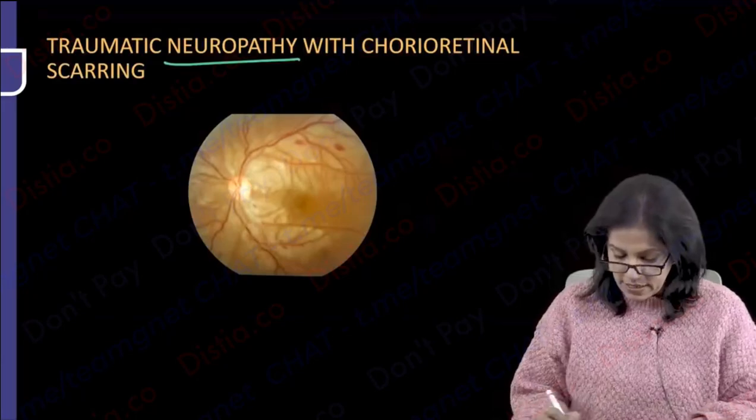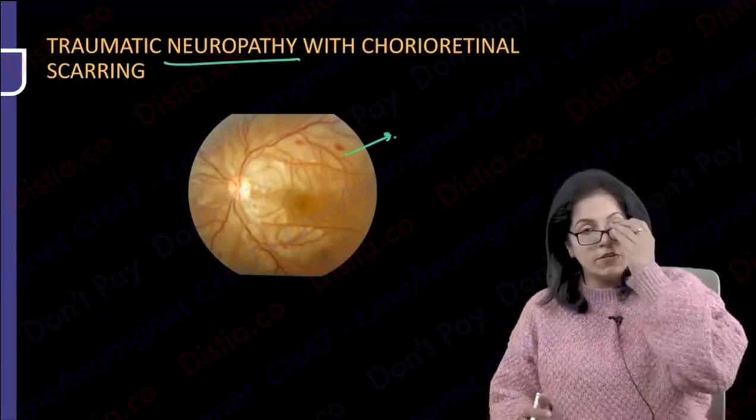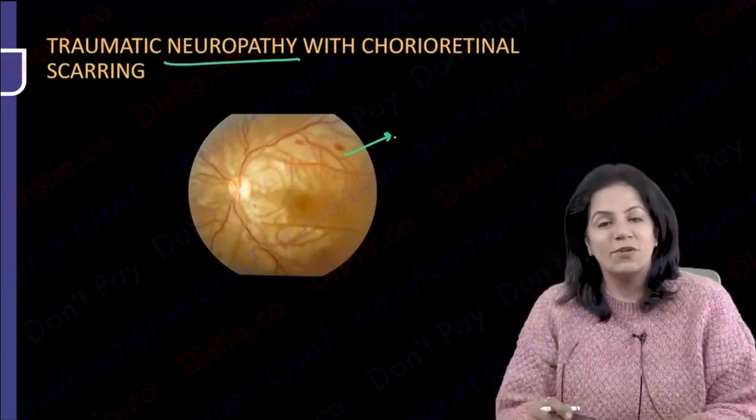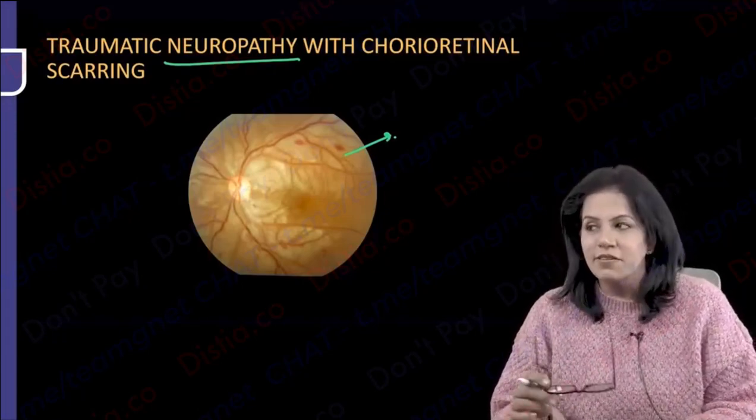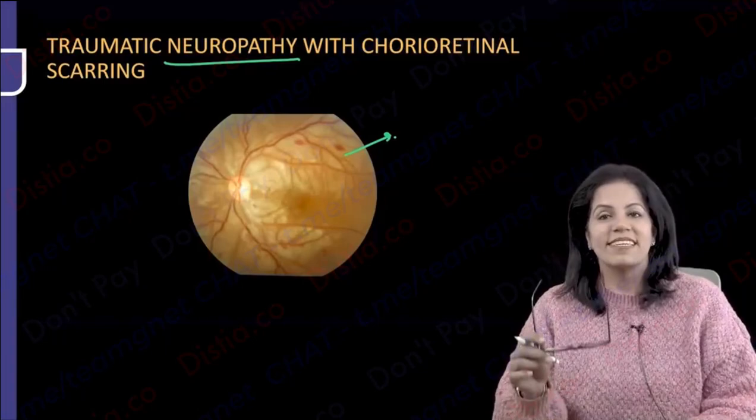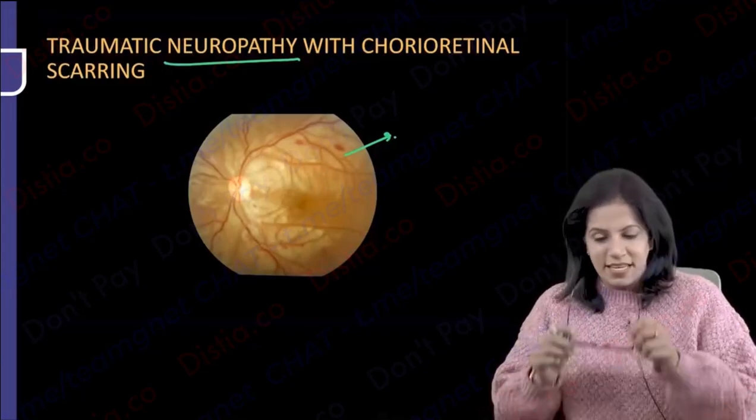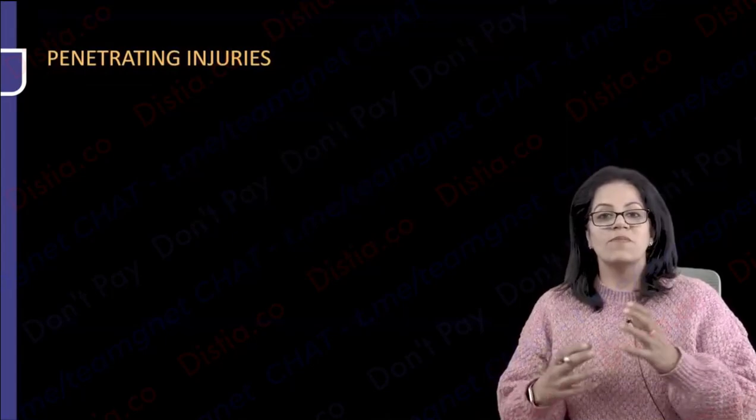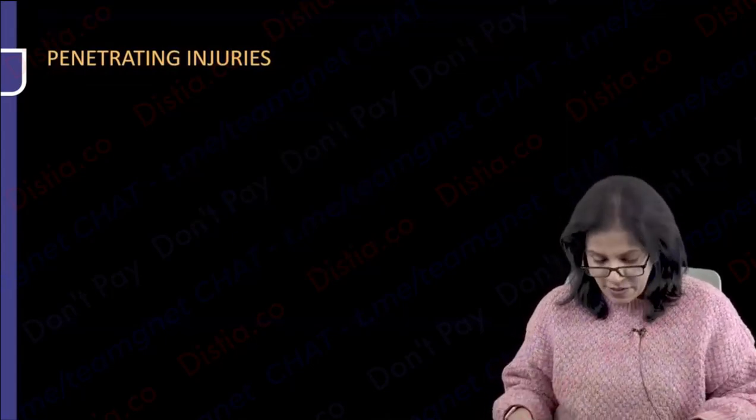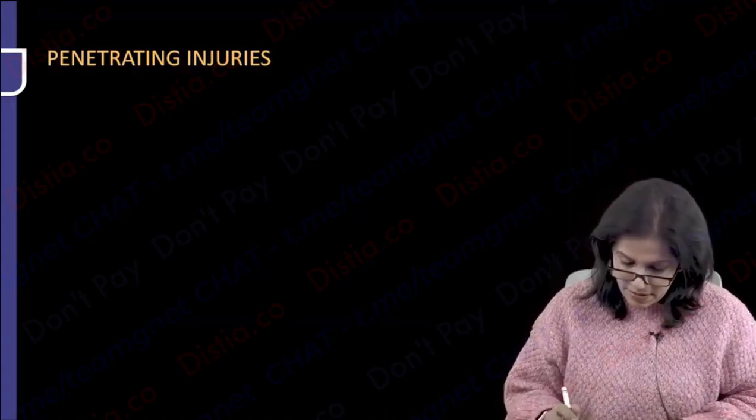So this is a traumatic neuropathy with some chorioretinal scarring. And any neuropathy, we all know, we have learnt in our neuro-ophtha. How does it present? The same 5 features: decreased visual acuity, visual field defect, afferent pupillary defect, decreased color, decreased brightness. Remember that? So everything will manifest. Okay, then these were the features of blunt trauma. Right? Very quickly, once more. What were the features of blunt trauma?